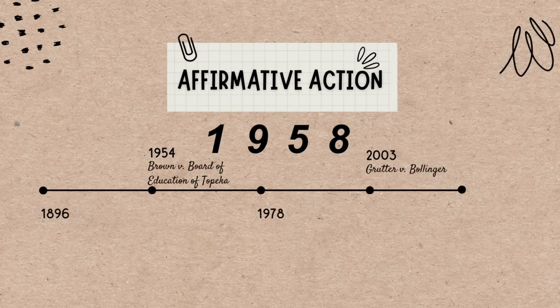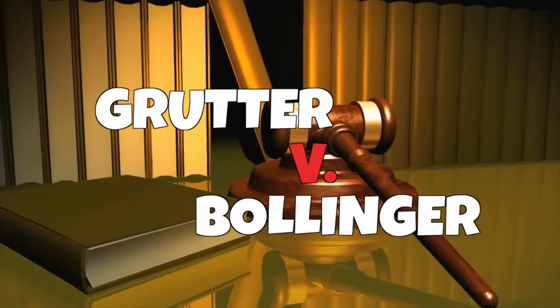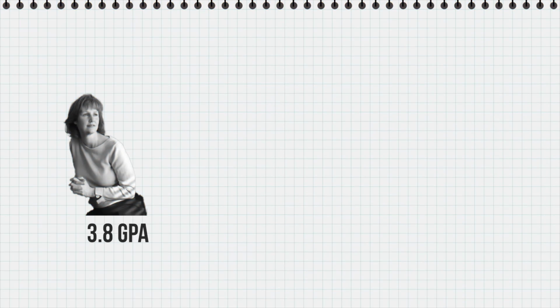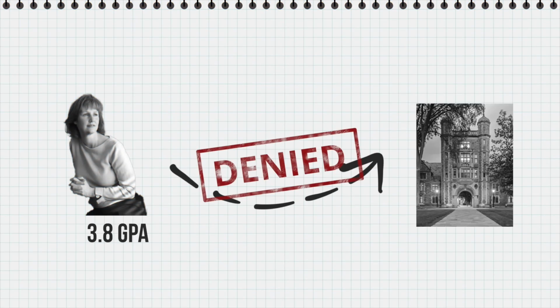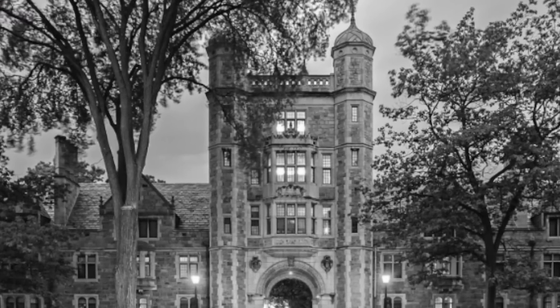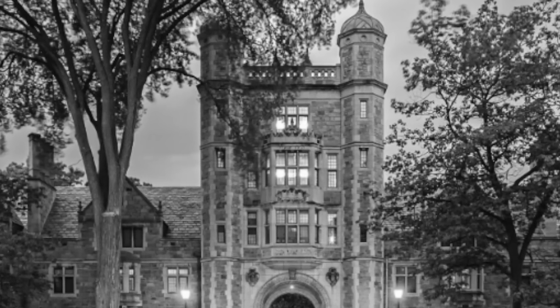Now, let's fast forward 48 years after Brown versus Board of Education and 25 years after Bakke. The Supreme Court ruled in another case called Grutter v. Bollinger. In 1997, Barbara Grutter, a white student from Michigan, applied for admission into the University of Michigan Law School. Now, Miss Grutter had a 3.8 GPA and was denied admission to the law school. Now, the law school used race as a factor in the admissions process and did not have a racial quota, but was using race to make a more diverse student body.